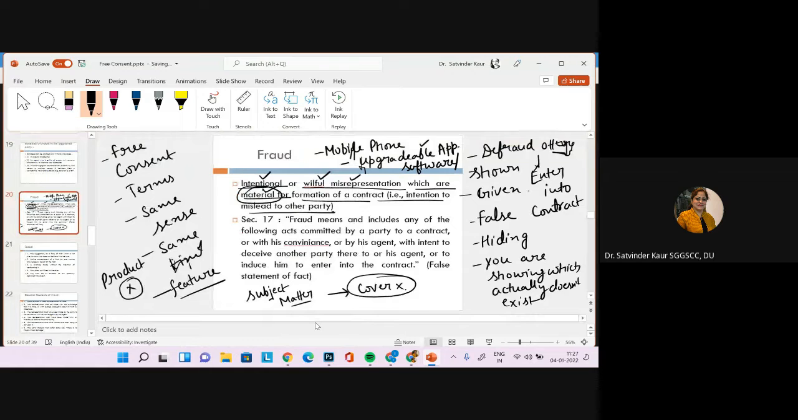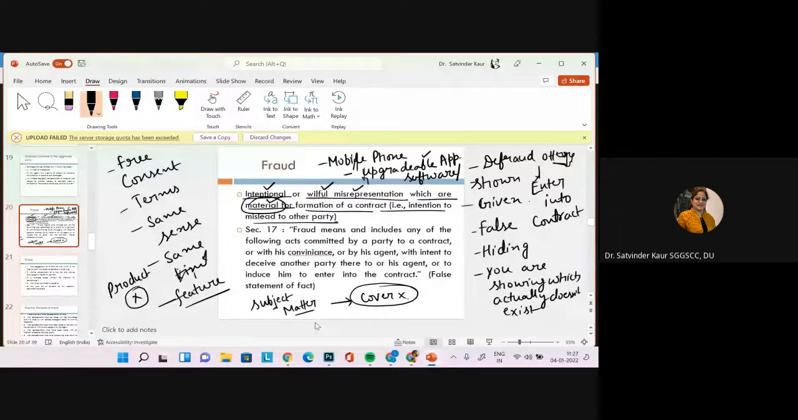So it says that fraud means any act committed by the other party. Any act means it can be any activity, in terms of false statement, in terms of hiding, in terms of misrepresenting. So any act committed by the other party to a contract with his connivance, or by his agent, with intent to deceive another party thereto or his agent, or to induce him to enter into the contract, false statement of fact.